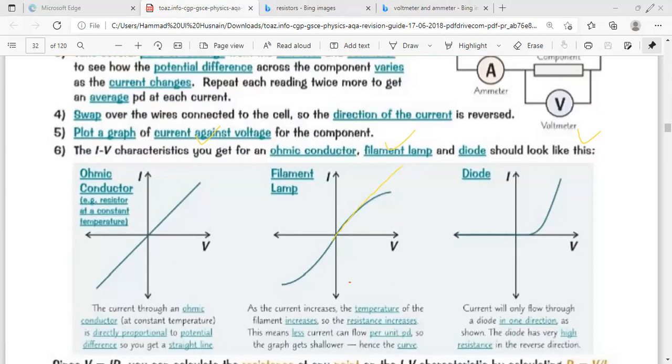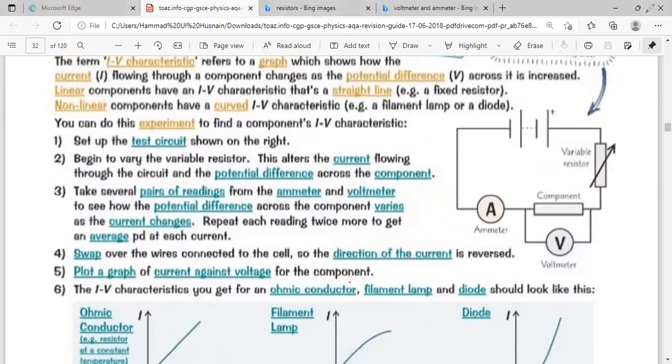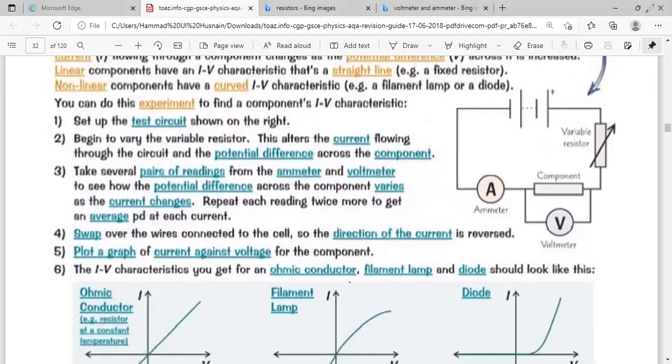So have you got my point? That's why it's lost a bit. Yes, it's not straight, rather it's curved. So this is not an ohmic conductor, it's a non-ohmic conductor. So have you got my point now? Yeah, I get it now. That's why I had a doubt a bit. Now is it clear? Yeah. That's great.